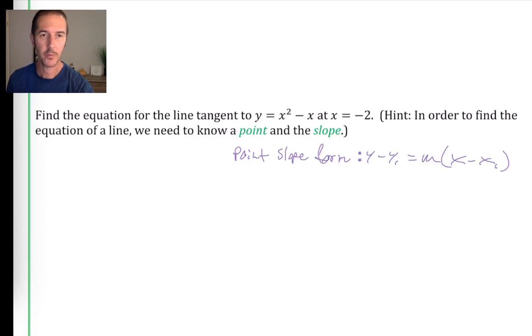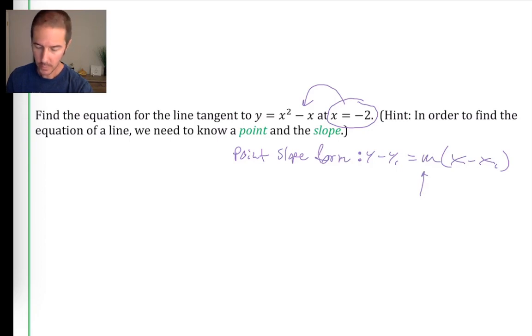How am I supposed to find my point? Well, you've been given the x coordinate of a point on this graph. Take that x value, plug it into the equation, and come up with a y value. So your point, x1, y1, is going to be -2 comma something. How am I supposed to find my slope?